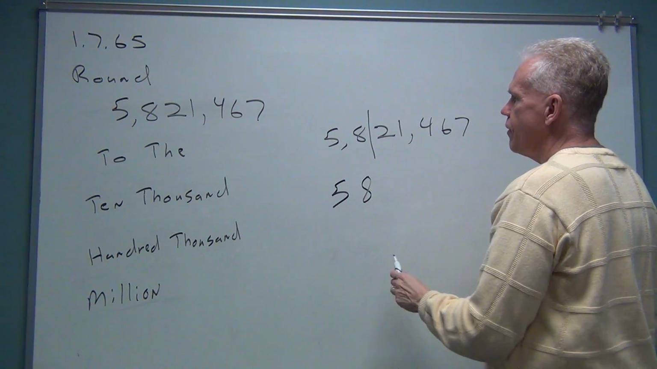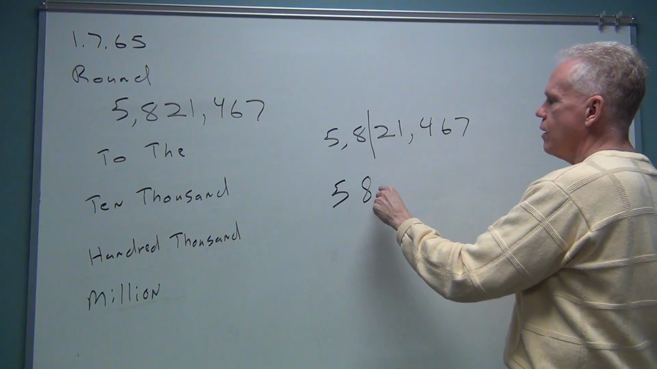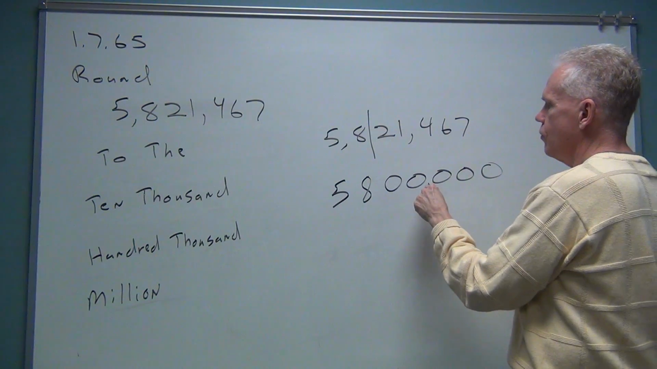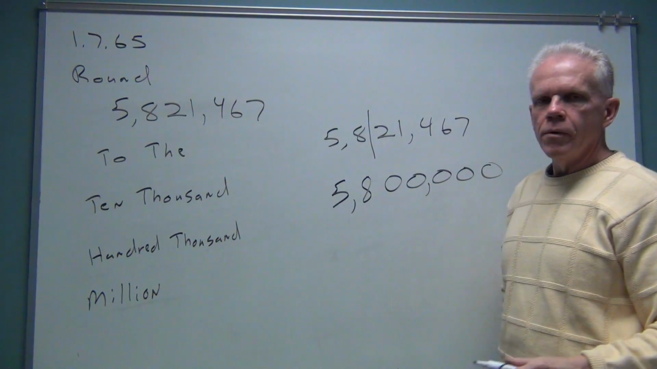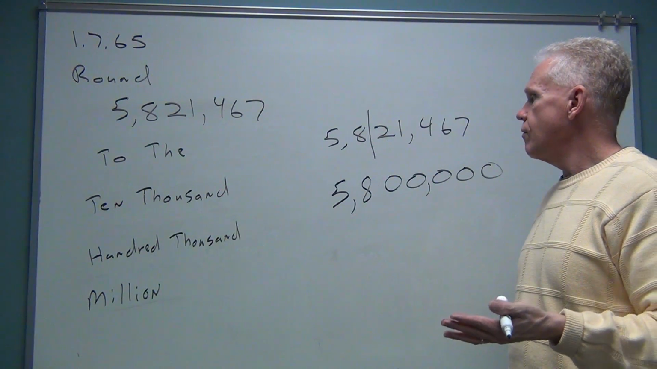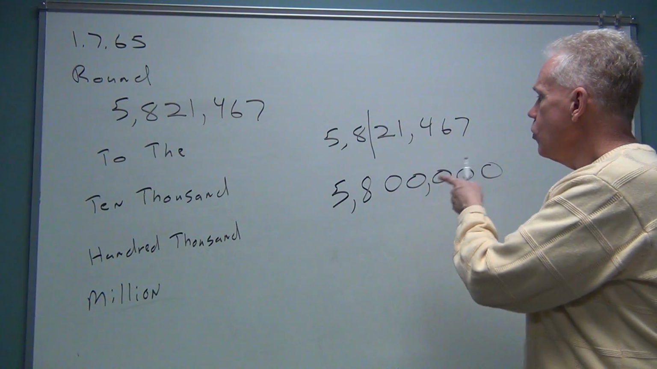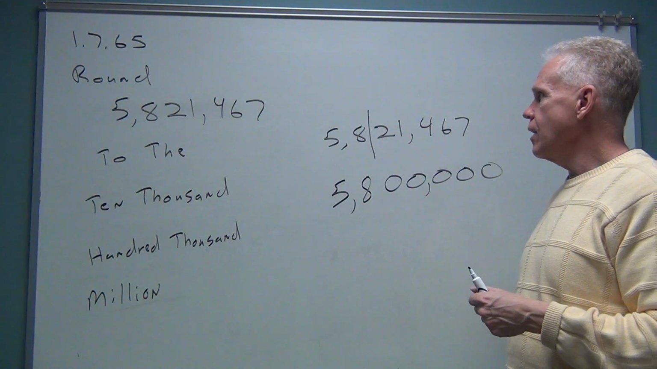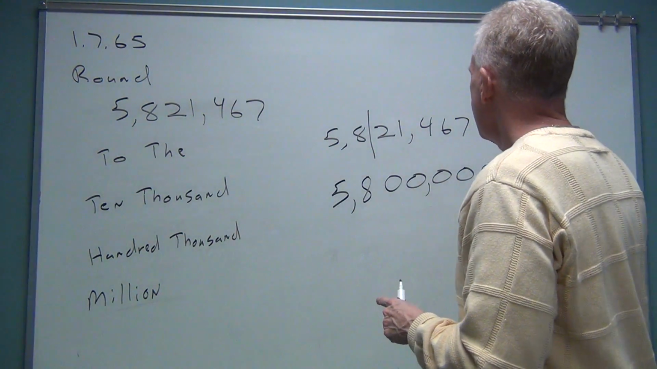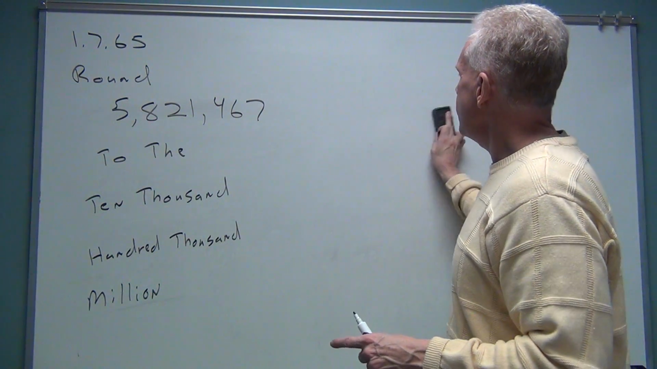Let's leave the 5 a 5. Now we got 5 digits back here, 1, 2, 3, 4, 5 zeros. So when we round 5,821,467 to the nearest 100,000, we get 5,800,000. Let's do one last one where we round it to the nearest million.